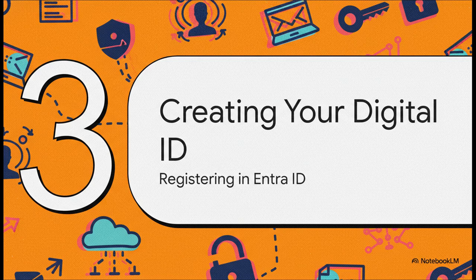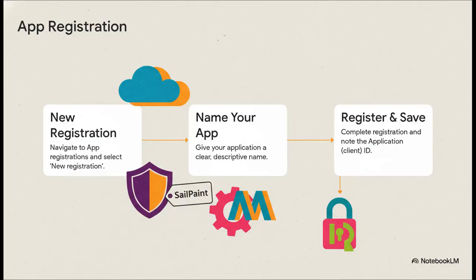Okay, we know what it is. Now how do we actually set it up? It all starts with creating a digital ID for it, which we do by registering it as an application inside Microsoft Entra. And honestly, the process is pretty straightforward. You just pop into the Azure portal or the Entra Admin Center and start a new app registration. Give it a name that makes sense, something obvious like SailPoint Discovery Connector. Then you hit register and boom, the system spits out a unique ID for it.